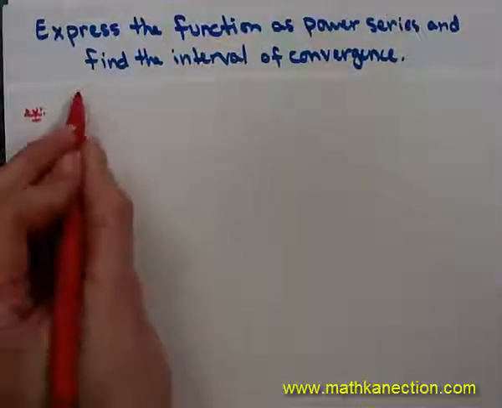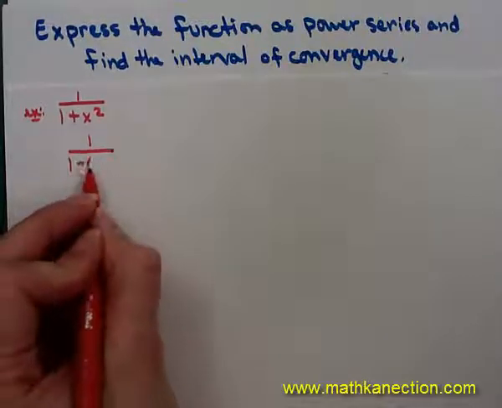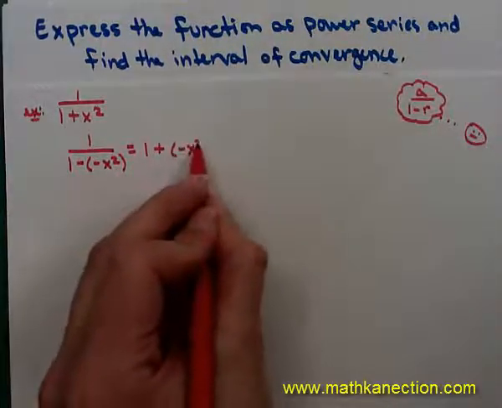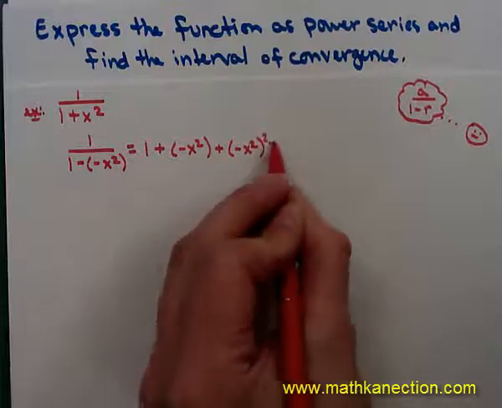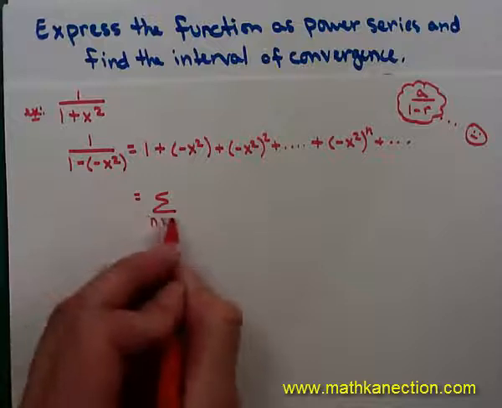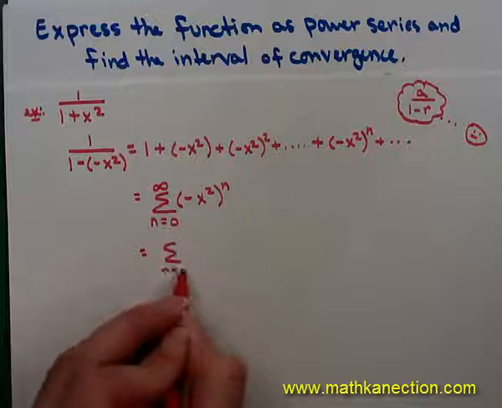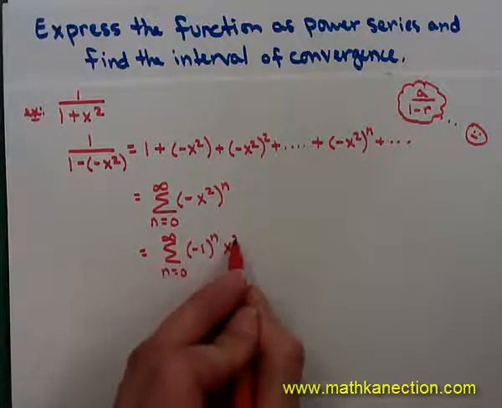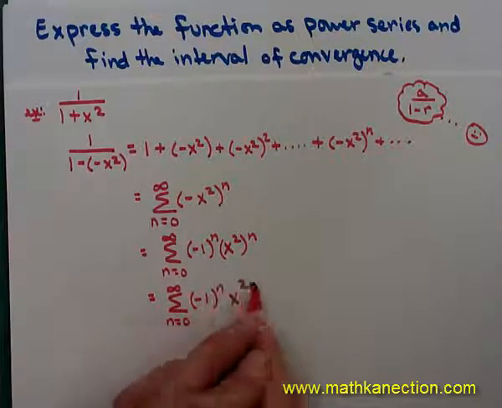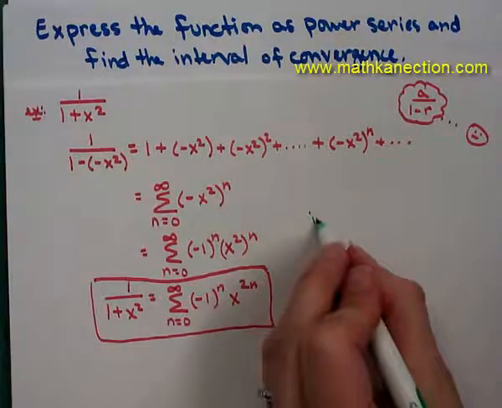The next example, the function is 1 over 1 plus x squared. To rewrite that into the form, we have 1 over 1 minus negative x squared. Expanding that out as 1 plus negative x squared plus negative x squared squared on to negative x squared to the nth power. So that's the summation from n equals 0 to infinity of negative x squared to the nth power, which is the summation from n equals 0 to infinity of negative 1 to the n, x squared to the n. So that's the summation from n equals 0 to infinity of negative 1 to the n, x to the 2n.